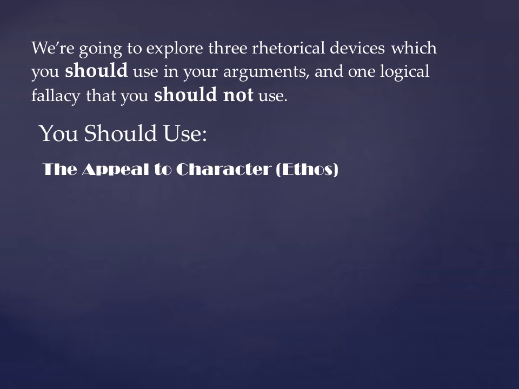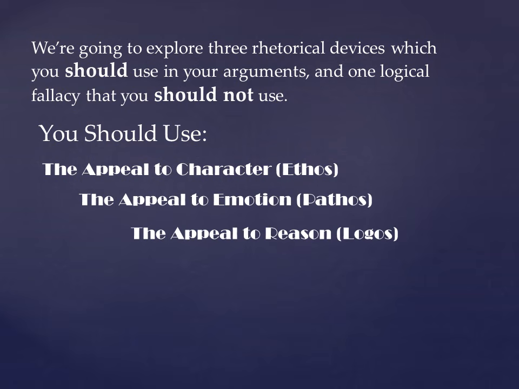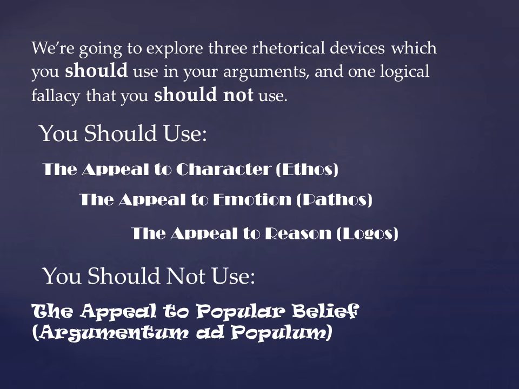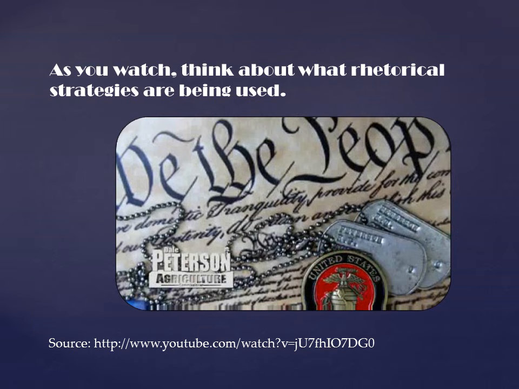So you should use the appeal to character. This is sometimes called ethos. The appeal to emotion, called pathos. And the appeal to reason, called logos. And you should not use a very common fallacy, the appeal to popular belief, argumentum ad populum. This pops up all the time in our culture, and we're going to look at some examples of it. So to start, let's watch this video, and I want you to think about what rhetorical strategies are being used.